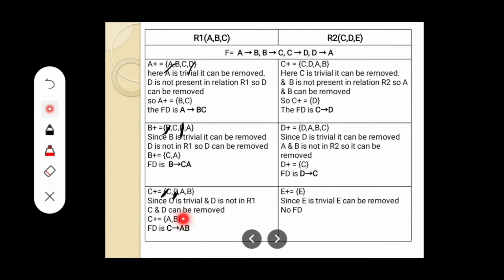No, this is not repeating. So this can be considered. Clear? So A is over, B is over, C is over. Next set is what? AB.